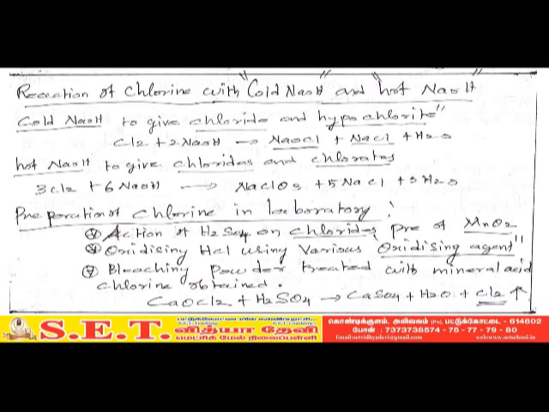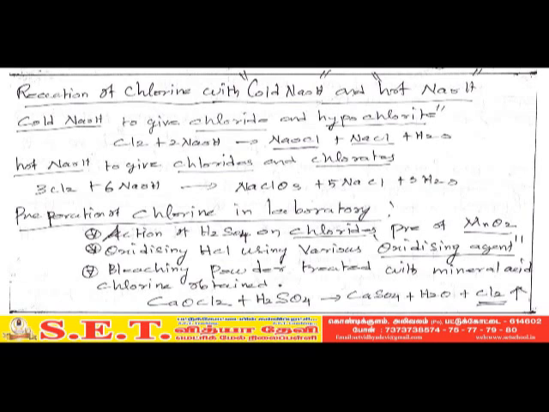Next topic, preparation of chlorine in the laboratory. It is an important topic. Questions are frequently asked from this topic. First point, the action of sulfuric acid on chloride in the presence of manganese dioxide, and oxidizing hydrochloric acid using various oxidizing agents.